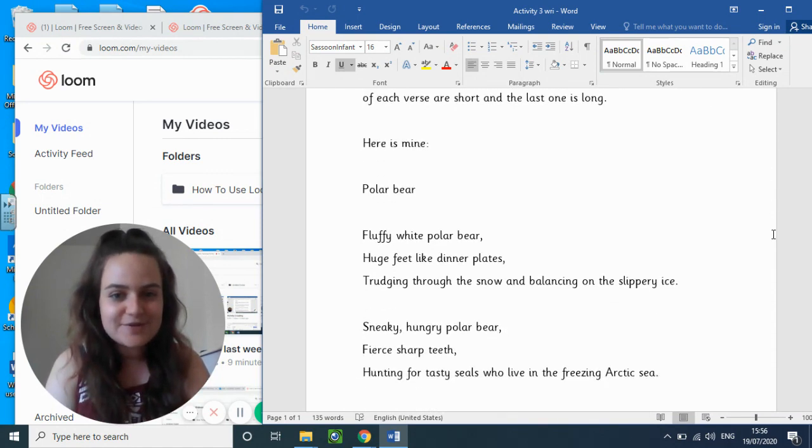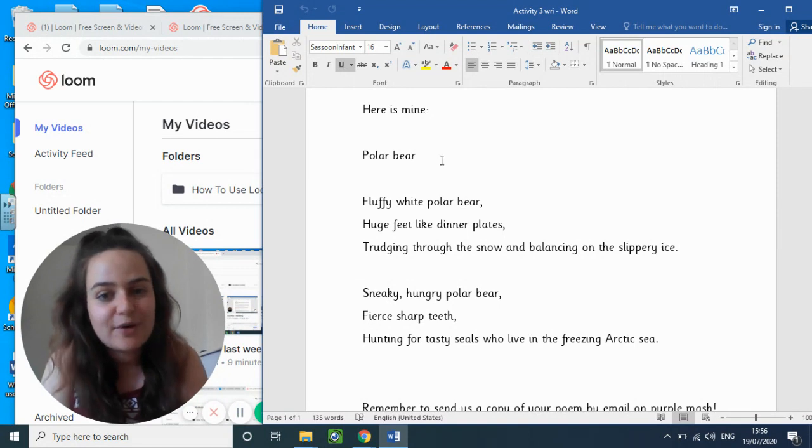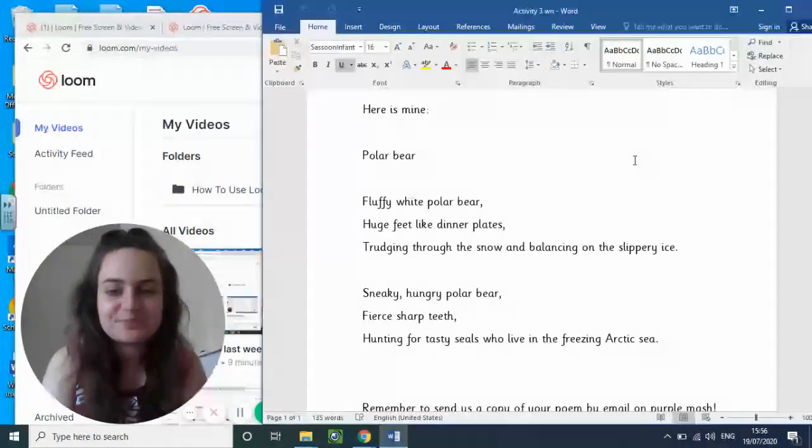So for example, you've seen me writing my ideas about how to write a polar bear poem in activities 1 and 2. We've written about what it looks like and I've written about how it moves. I've put those ideas together into a polar bear poem, which is just here.